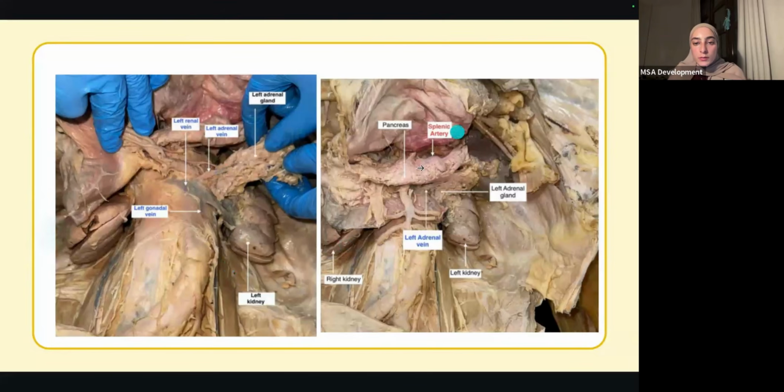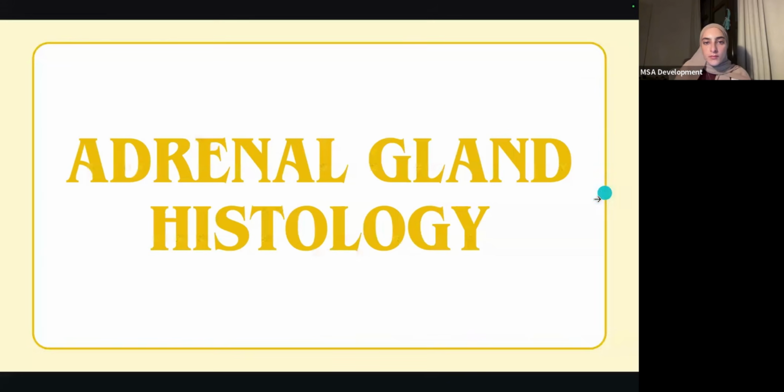Oh, what's this? This is the pancreas, this is the splenic artery. I'll talk about this when we talk about the pancreas. Now let's talk about the histology. The histology of the adrenal gland is very important because they could ask you so many questions about this. But if you know the main concept, inshallah, you're good.